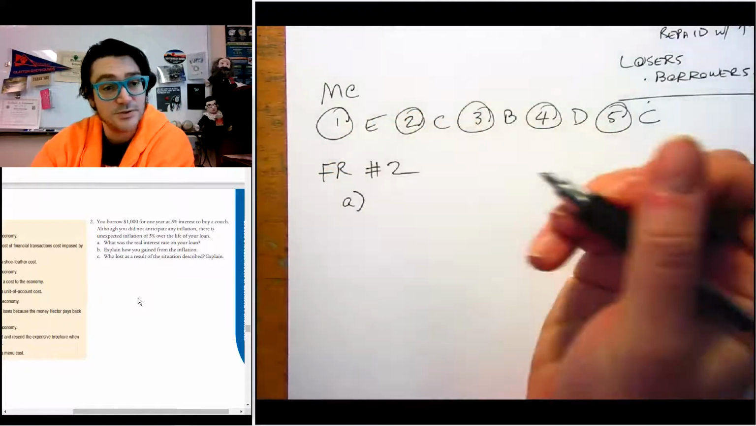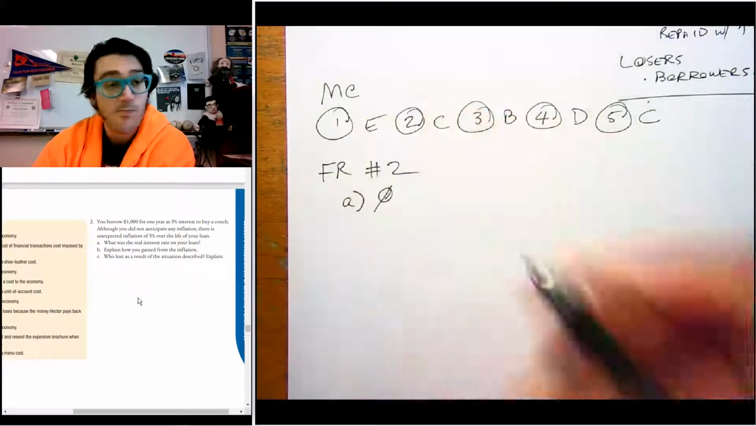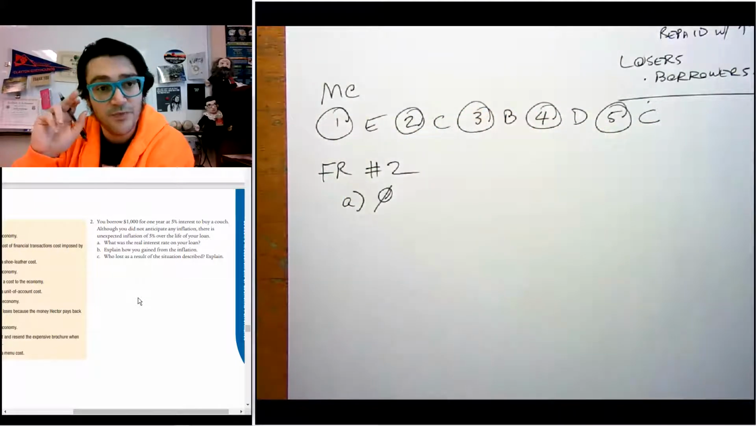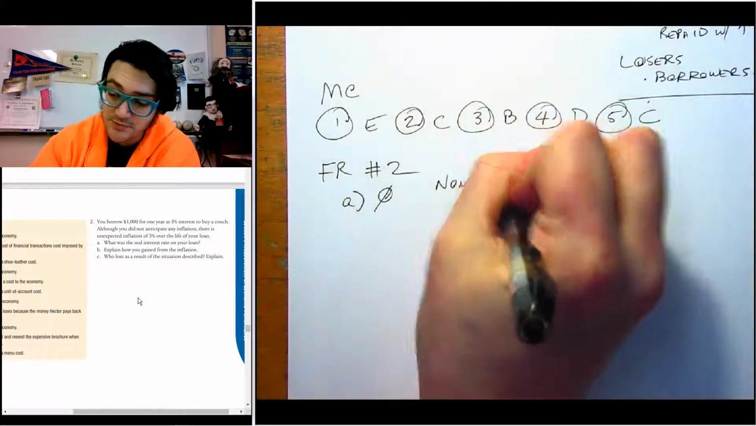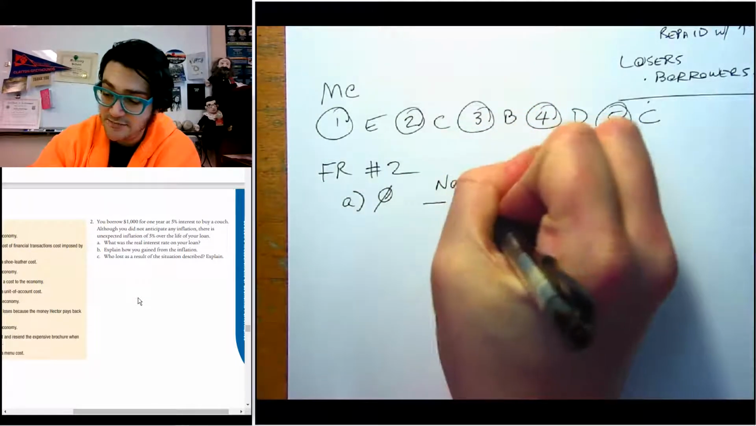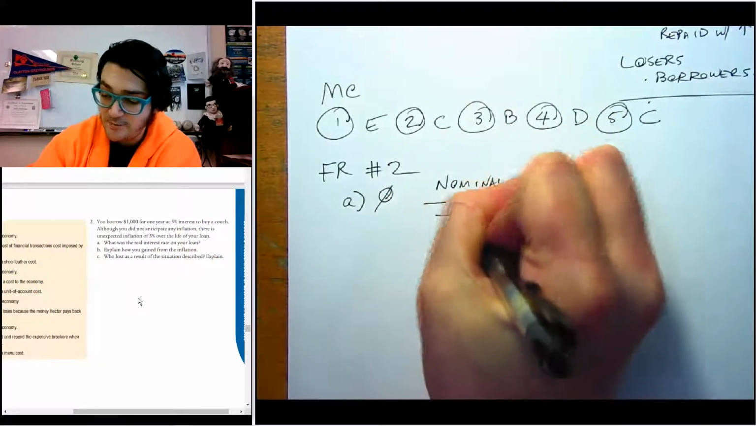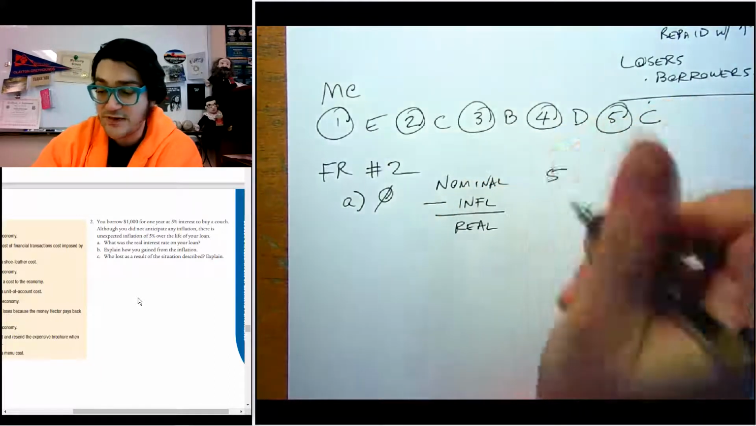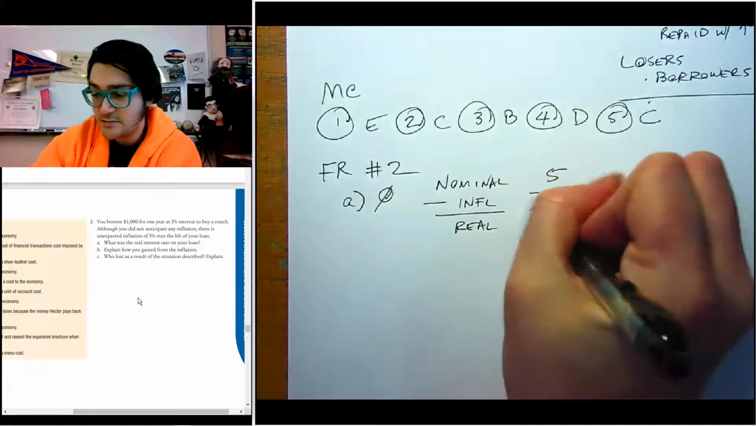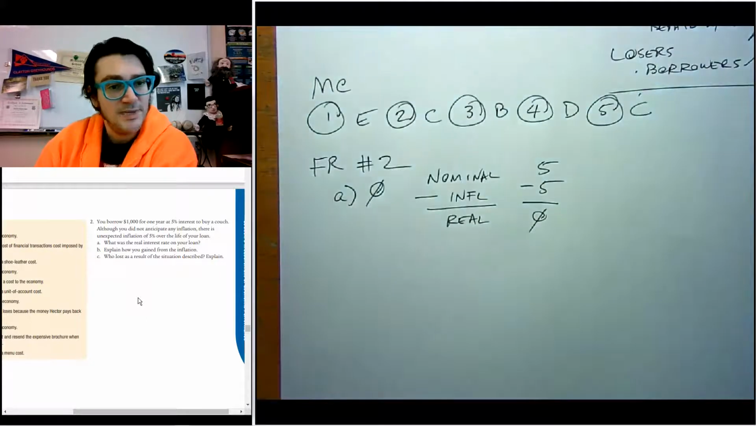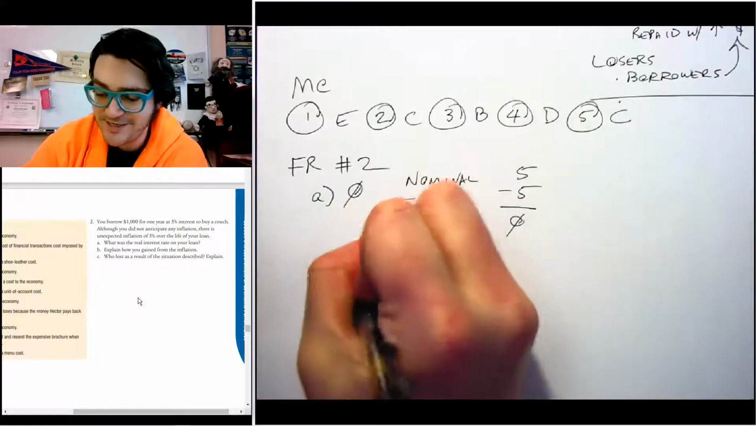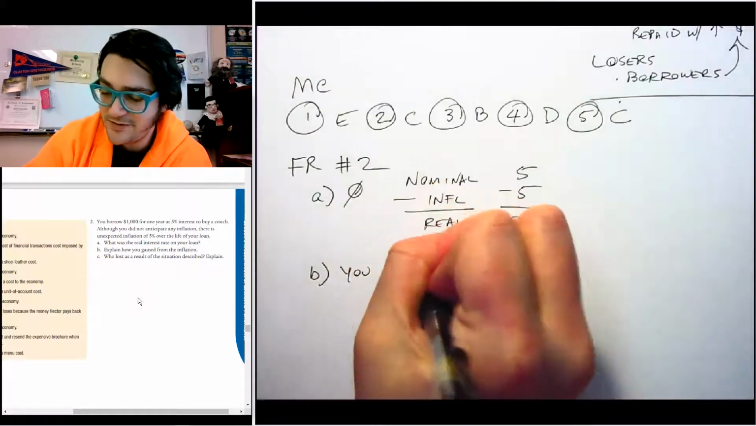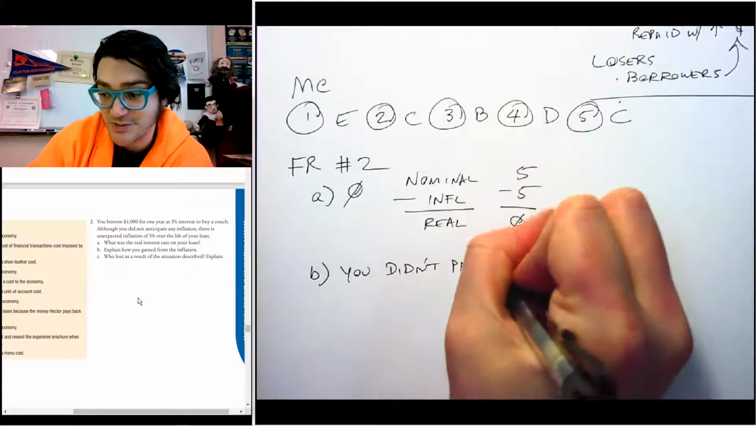A, what was the real interest rate? Well, 0. You didn't pay any interest because the nominal, we'll kind of rewrite this, we've written it somewhere else as well, minus the inflation is the real. And your nominal rate was 5, minus 5 is 0. B, explain how you gained. Well, you didn't pay any interest. How about that?